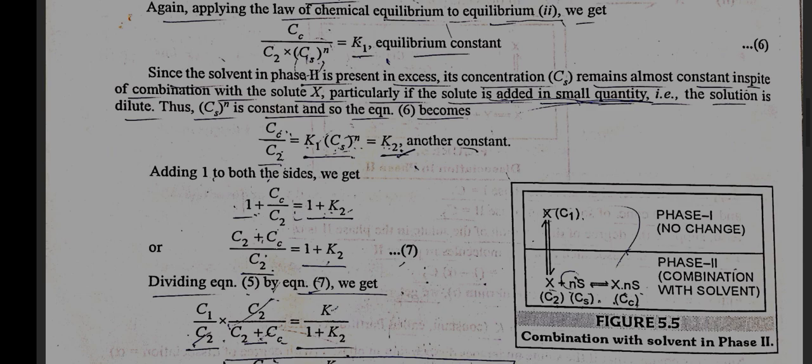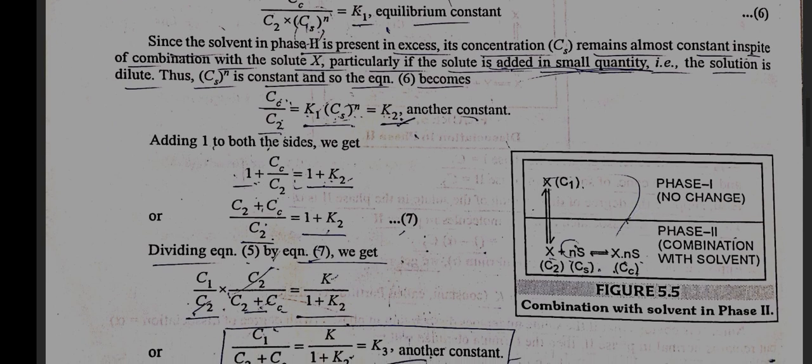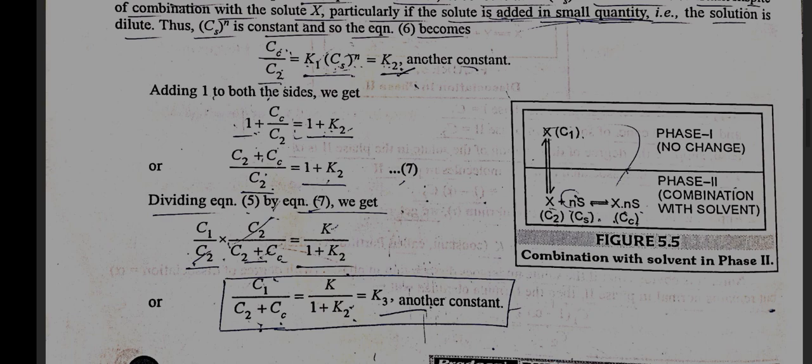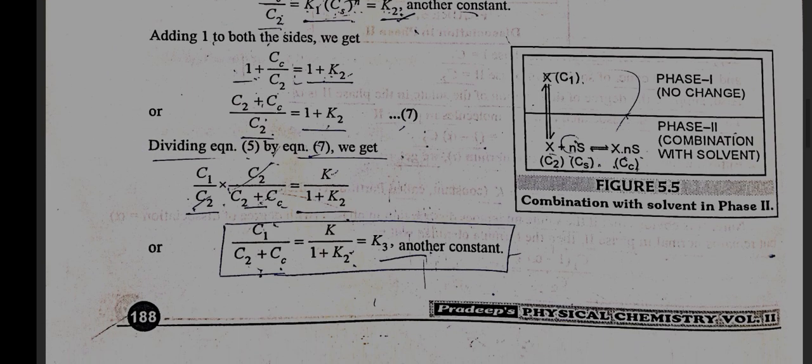Since the solvent in phase 2 is present in excess, its concentration Cs remains almost constant in spite of combination with the solute X, particularly if the solute is added in small quantity, that is, the solution is dilute. The Cs raised to power n is constant, and so the equation becomes Cc divided by C2 is equal to K1 Cs raised to power n, which is equal to K2, another constant. Adding 1 to both the sides, we get 1 plus Cc divided by C2 is equal to 1 plus K2.